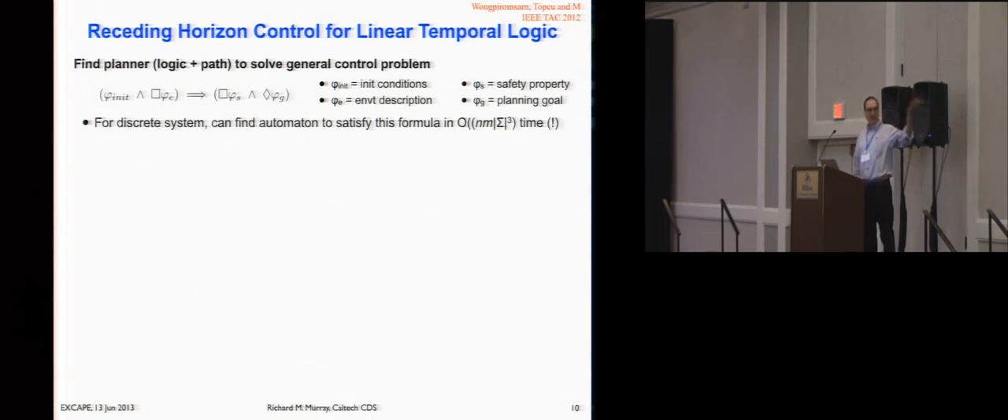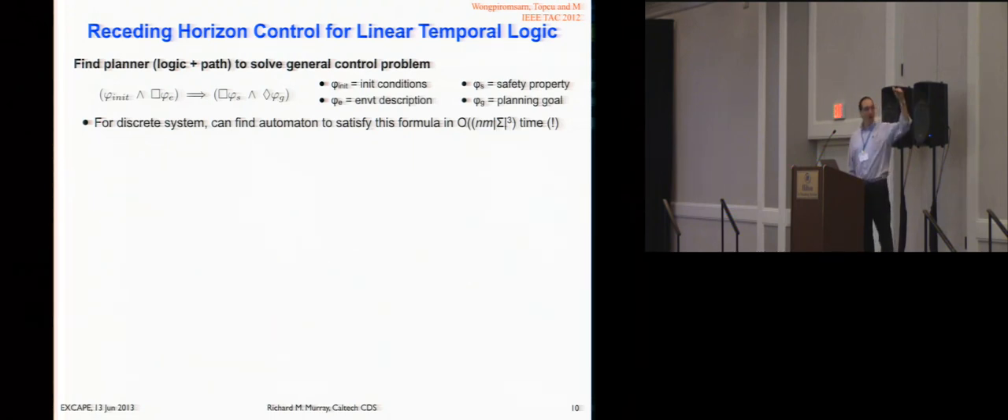So we have that some initial conditions are satisfied, and the environment always satisfies some rules. No liveness conditions on this one, but you can put all of those in, it's not a problem. And that should imply that some safety conditions are satisfied, and here I've just said that I should get to some goal eventually. So that formula says that if the initial conditions of the system are satisfied and the environment always, so always phi m is a formula that describes environmental behaviors, that should imply that always phi s, some safety condition, and eventually phi g, I get to some goal state, defined by some proposition.